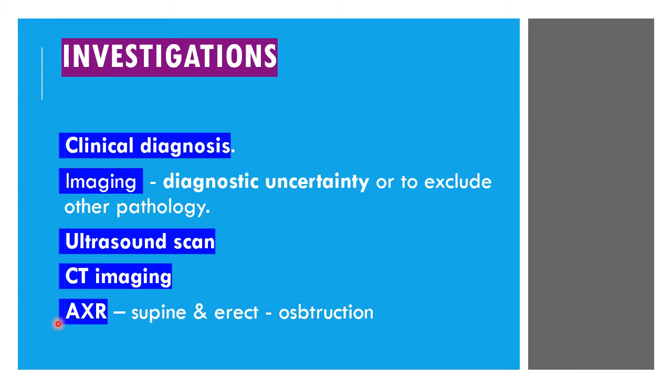Abdominal X-ray, plain X-ray abdomen, is sometimes useful, especially in complicated cases where intestinal obstruction is suspected. You need to do a supine and erect film, which will show multiple air fluid levels and a distended small bowel.